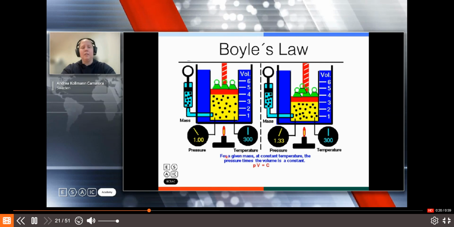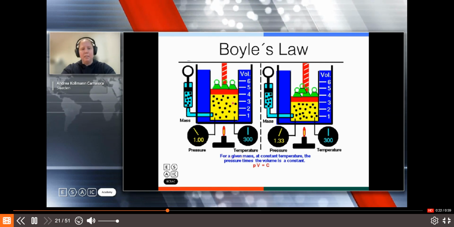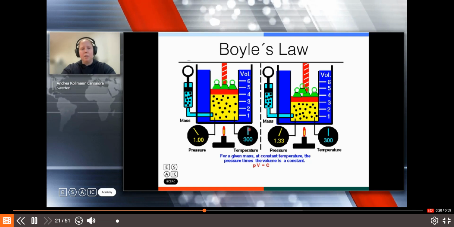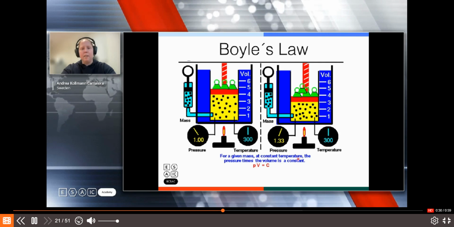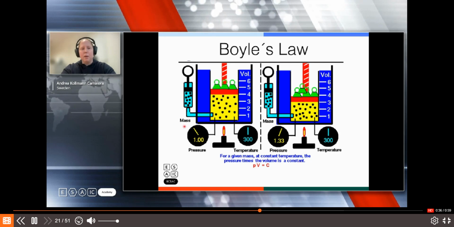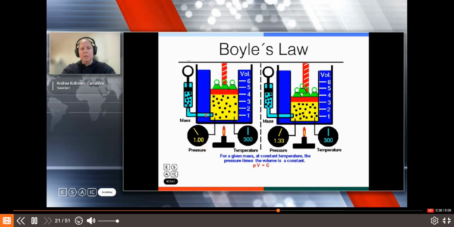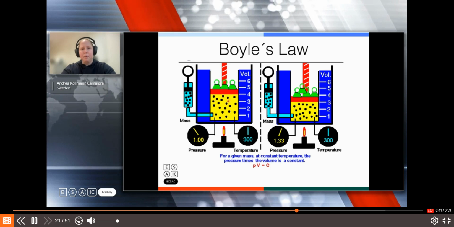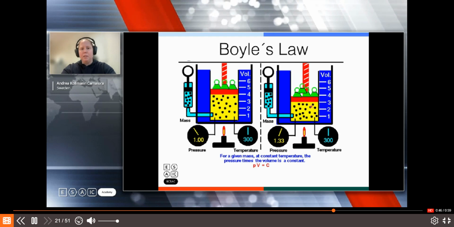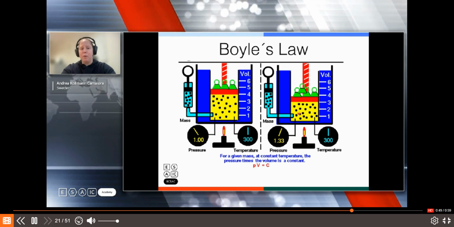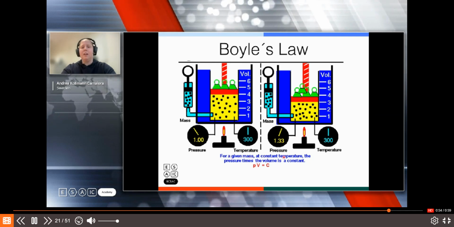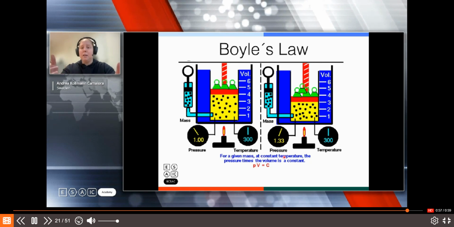Boyle's law states that for a given mass, this is my gas, at a constant temperature, here my temperature remains constant at 300, the pressure times the volume is a constant. So if I multiply pressure 1 times volume 4, it gives me 4. And here, pressure 1.3 times volume 3, it still gives me 4. So Boyle's law is that for a given mass, at a constant temperature, the pressure times the volume is a constant.